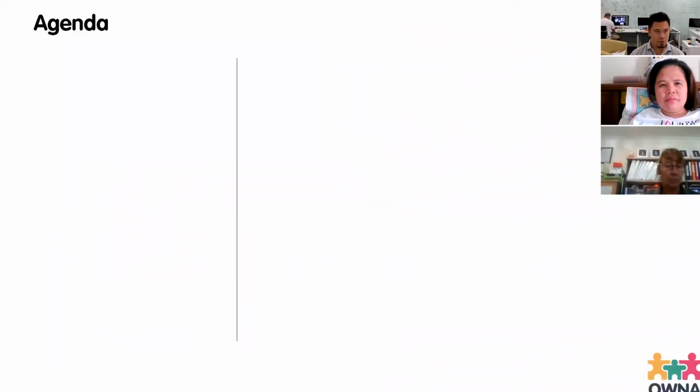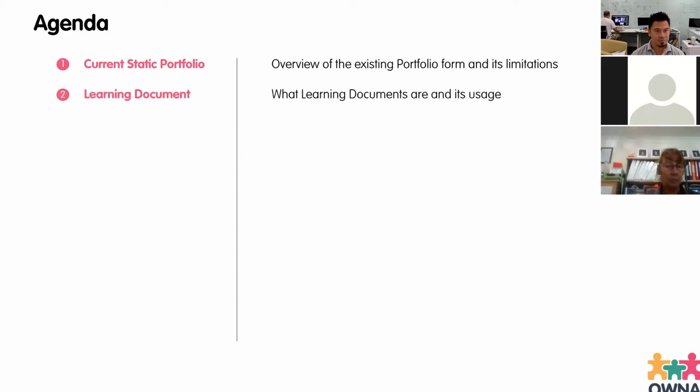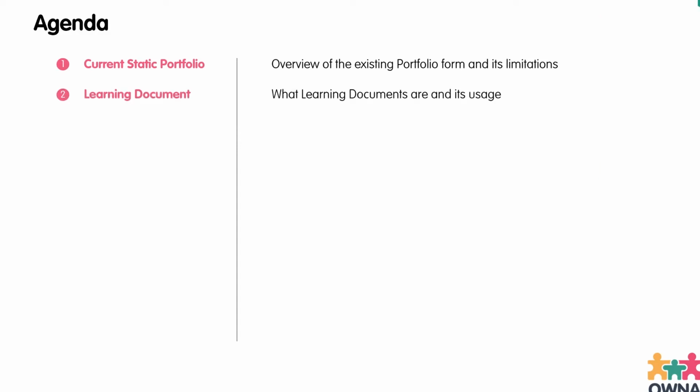I just want to go through the quick agenda of what I want to be discussing today. So as you know, everyone has used this static portfolio in the past and it's been doing its job. But what I want to run through quickly is what's currently there and its current limitations and what I've discussed with Jen in the past of how to make this better for all of our centers. I want to go through the learning document, the platform that we've built and how we can utilize it in each individual centers that you have.